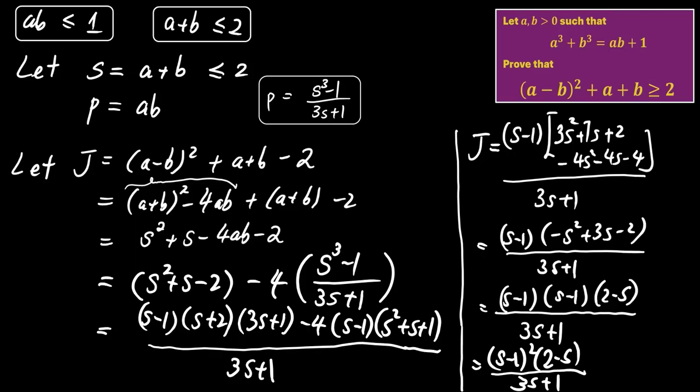(s minus 1) squared is greater than or equal to 0. 2 minus s is greater than or equal to 0. And 3s plus 1 is positive. So J now is greater than or equal to 0.